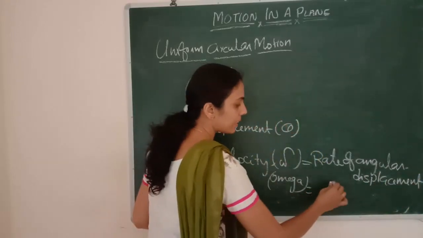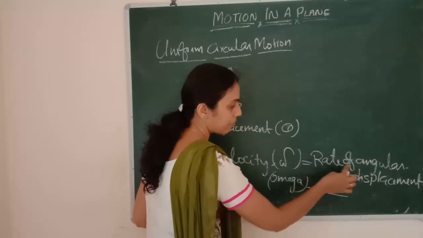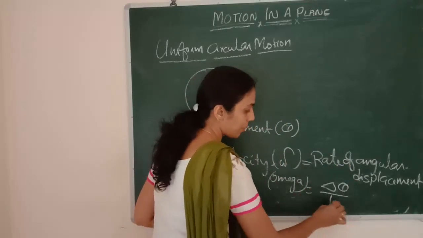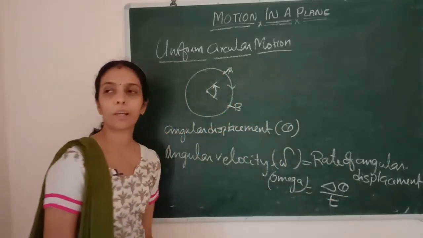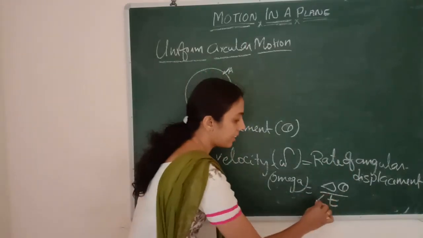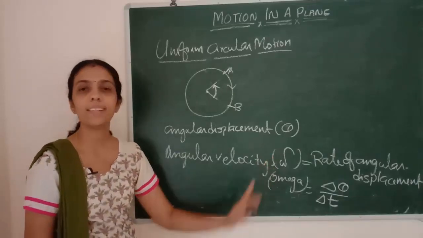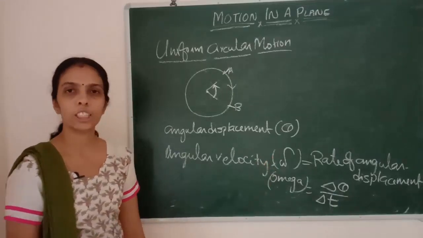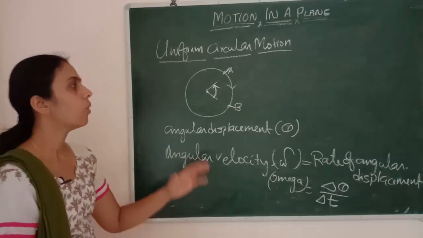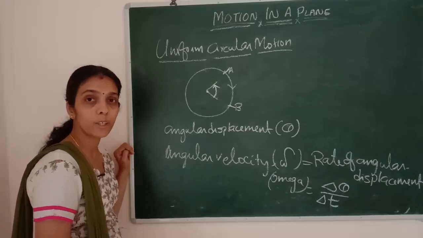Angular displacement is delta theta, the change in displacement, divided by, rate means with respect to time, so I am writing it as delta theta divided by delta t. If it is for a small displacement, that is represented as angular velocity omega. Okay. Now, whether there is any linear displacement that can be considered over here.